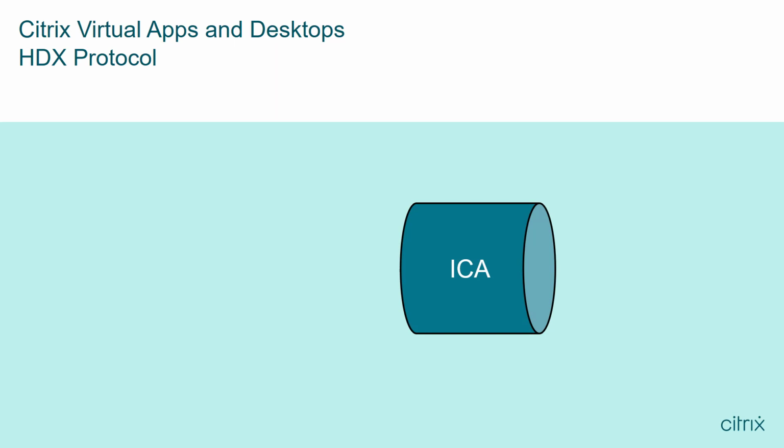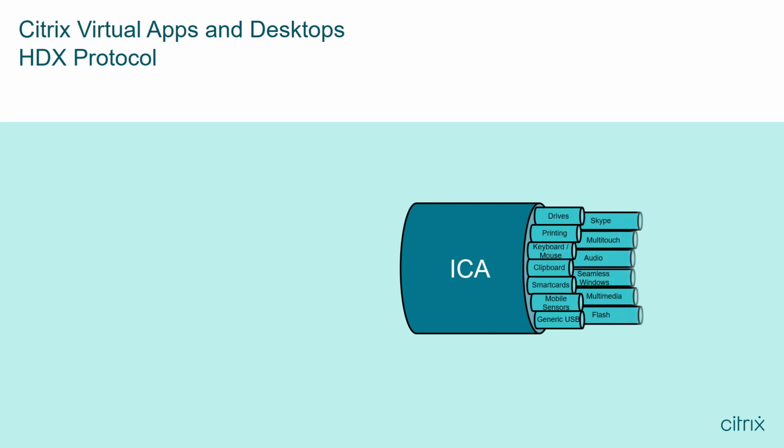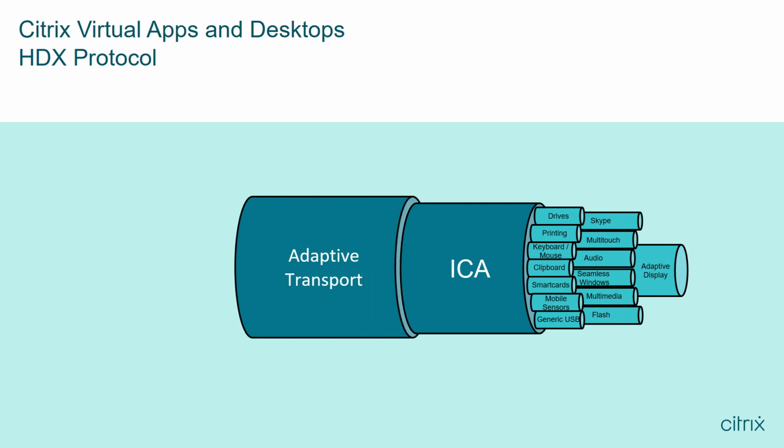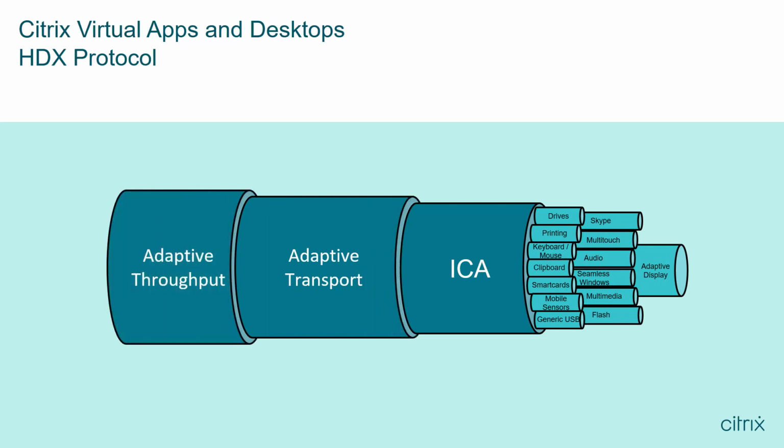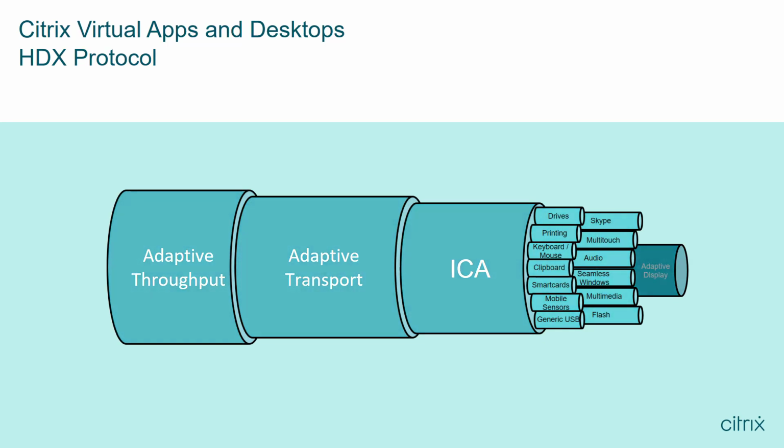Citrix Virtual Apps and Desktops utilizes HDX, which incorporates multiple technologies ranging from optimized virtual channels within the ICA protocol to adaptive transport and adaptive throughput algorithms. To take the guesswork out of the encoder decision, we leverage adaptive display.